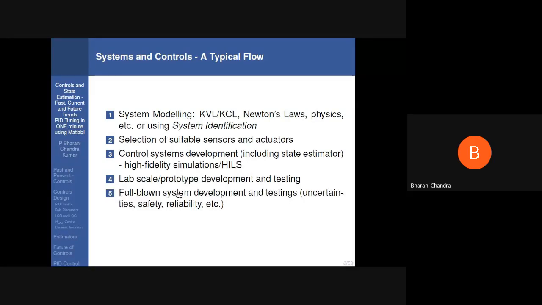And then they apply the full-blown system model and testing. In this, they inject various uncertainties, including parametric variations, and they check the safety levels, reliability, fault tolerance, and so on. Once this has been satisfied, they go for mass production, provided it is certified by certified engineers and passes all kinds of tests. Finally, the final step is mass production. So this is a very typical flow. More or less, most industries follow these steps. Some industries may skip one or two steps, but this is the typical flow for systems and control design.